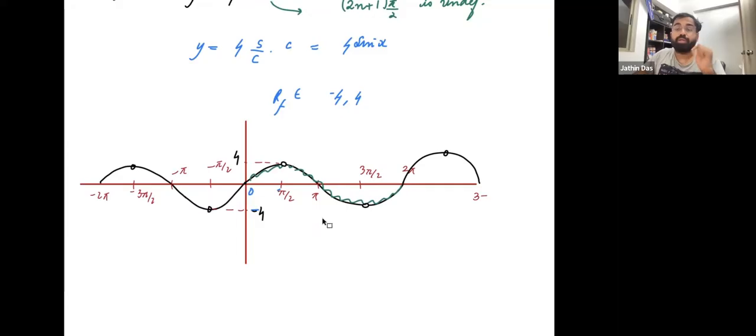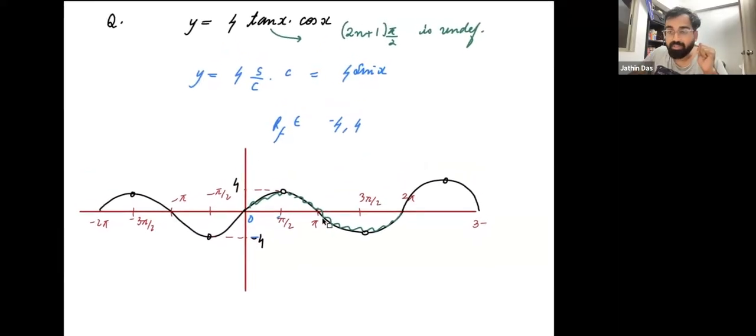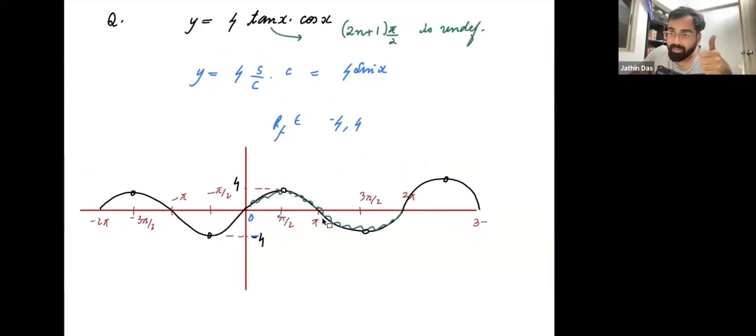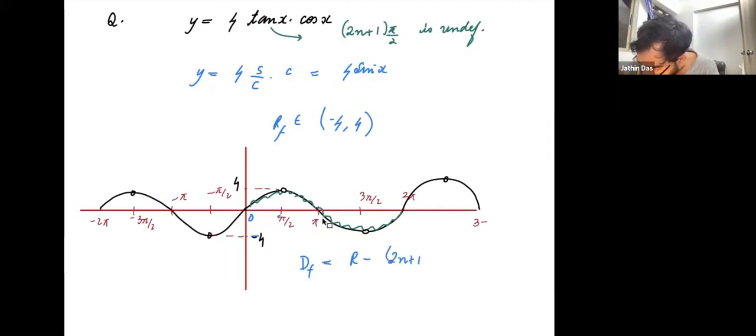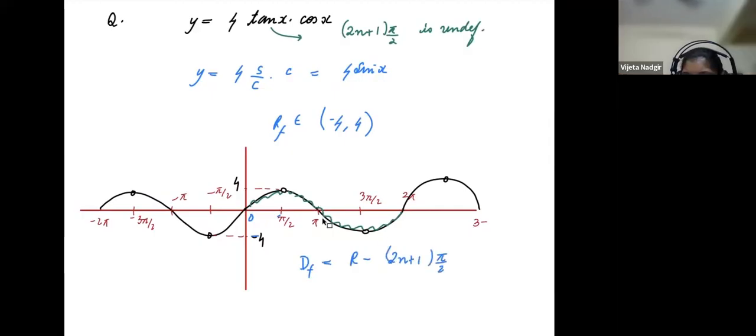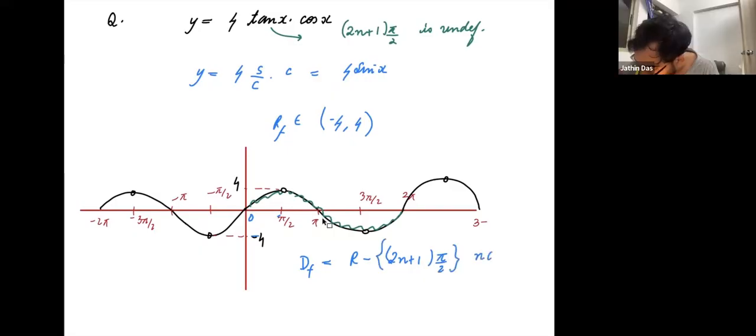This is 4 tan x cos x. Instead of a close bracket, you put an open bracket. That's all. Okay, this much clear? Domain also, I think it is very easy for you. Real minus 2n plus 1 pi by 2, where n is?